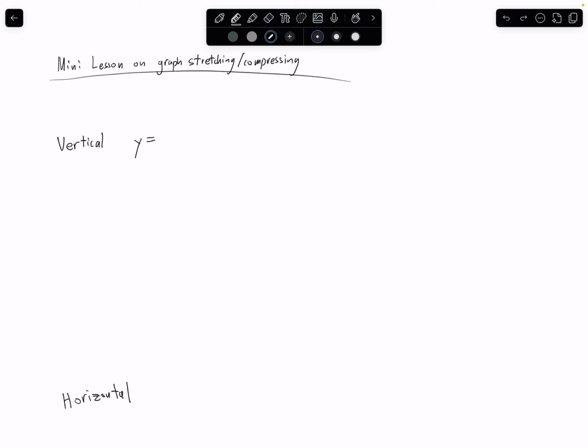So vertical, first of all, comes from this form where you're multiplying by some number before your f of x. As an easy example, let's pick an easy number. Let's just say 3. So you have y equals 3 f of x. This is going to be a stretch by 3. And then we'll also do a compression. For vertical, a compression is a fraction. So something like a third would be a compression. Anything that's less than 1 is a compression.